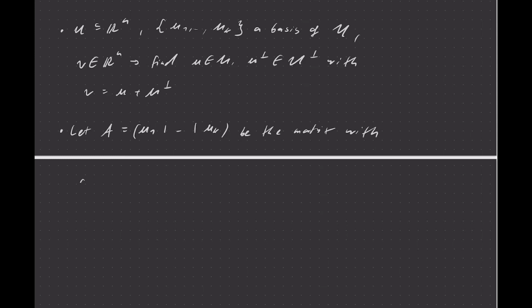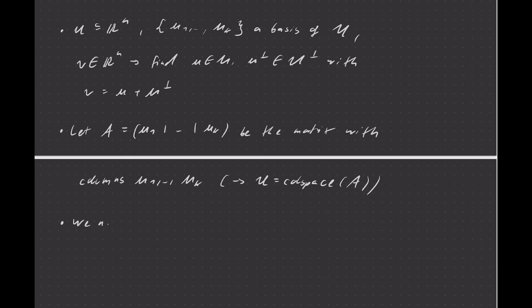So that's the matrix with columns u1 to uk. That describes the space U, if you want. So U is then the column space of A. Now we'd like to find a vector in U and a vector in U ortho that have the given properties here. What does that mean exactly?